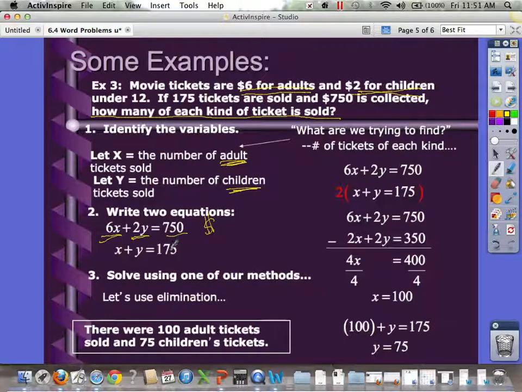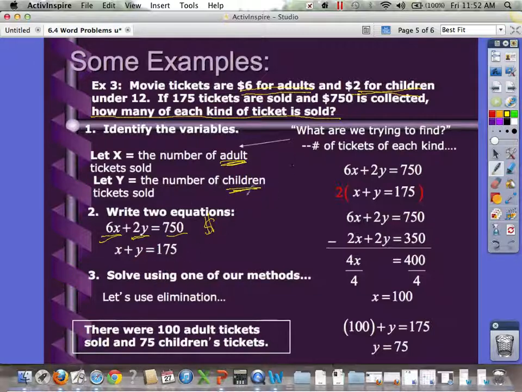So 175 is not money. Make sure you always put the monies together and the other things together. This way, if you're looking at this, it would probably be easier to do elimination, although you could solve it for a variable very easily and plug in. Substitution would not be hard either. But let's do this one with elimination.